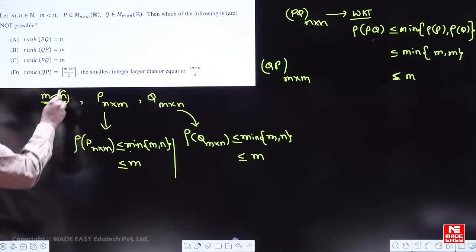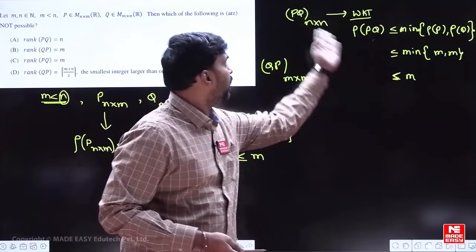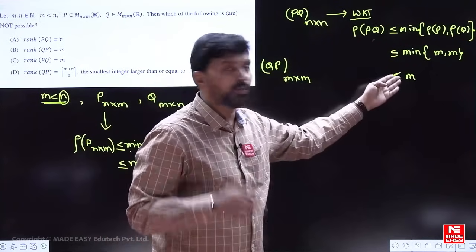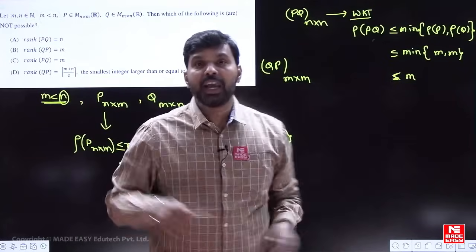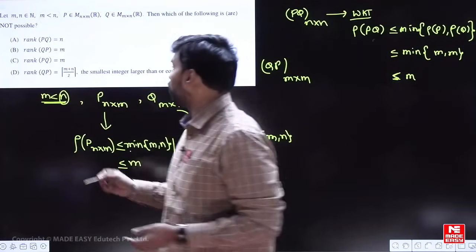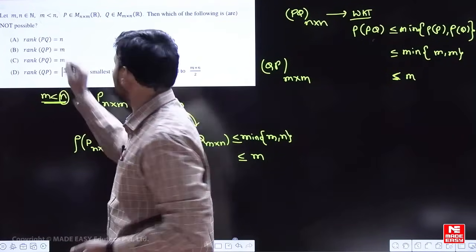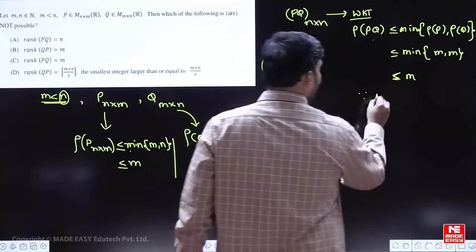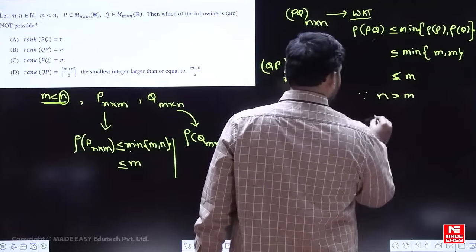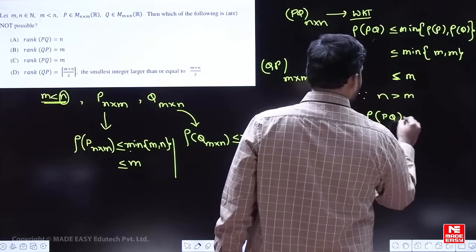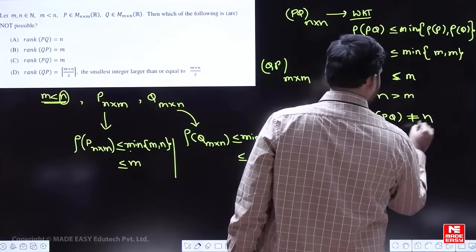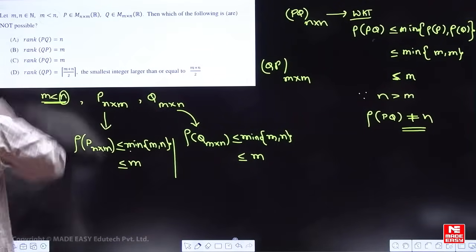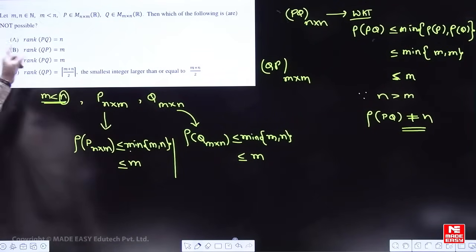You know N is greater than M, but what is this saying according to this property? This is saying that the rank of PQ is M or lesser than that. But N is greater than M, so this cannot be possible. Since M is less than N, or N is greater than M here, we can say that the rank of PQ cannot be equal to N. So this is one not possible answer.